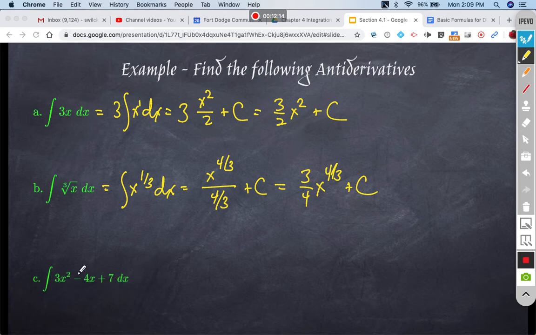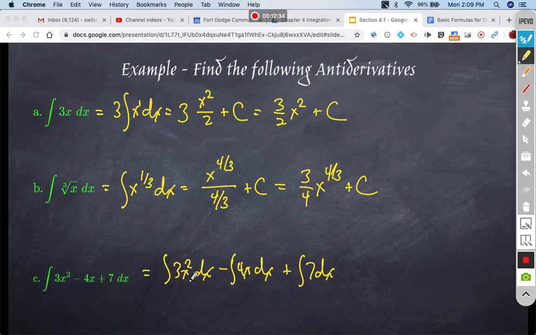On this one, now I have a full polynomial, so I'll first use the sum and difference rules. Integral of 3x squared dx minus the integral of 4x dx plus the integral of 7 dx. Don't forget your dx's on each one of those. It's so easy to forget. Then I'll use my constant multiple rule: 3 times the integral of x squared minus 4 times the integral of x plus the integral of 7.